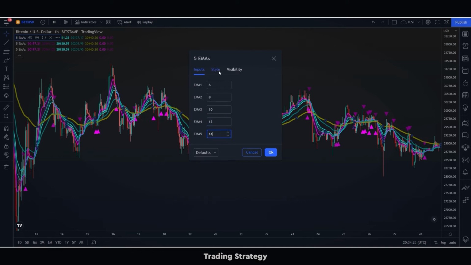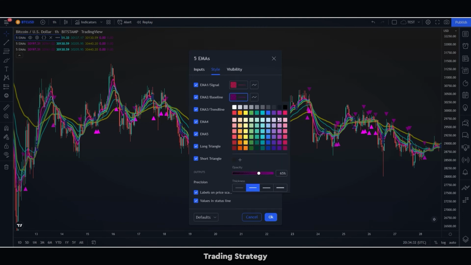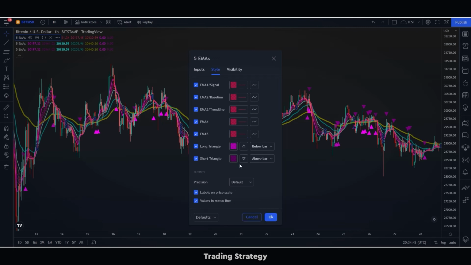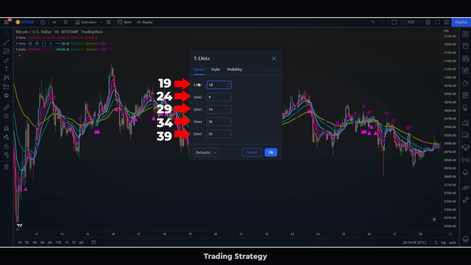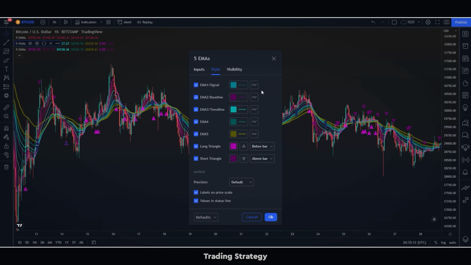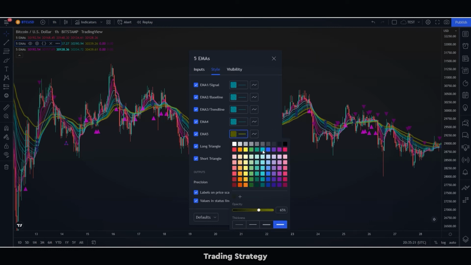We will change the color of all the EMAs to pink, and we will leave the thickness to a minimum. We will also deactivate these triangles that the indicator brings. The next group of EMAs, we will put them with the following periods: 19, 24, 29, 34, and 39. We will change the color of all the EMAs to light blue, and we will leave the thickness to the minimum. We will also deactivate the triangles that the indicator brings.